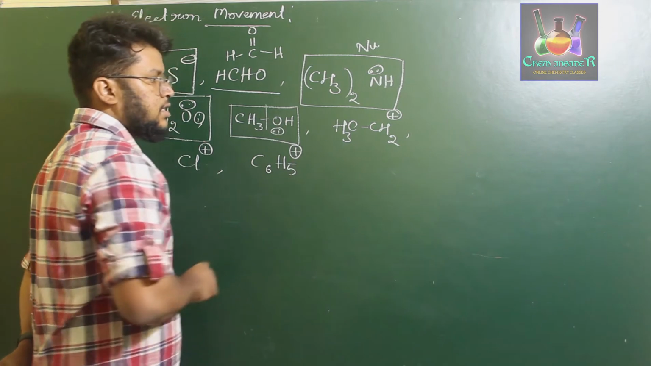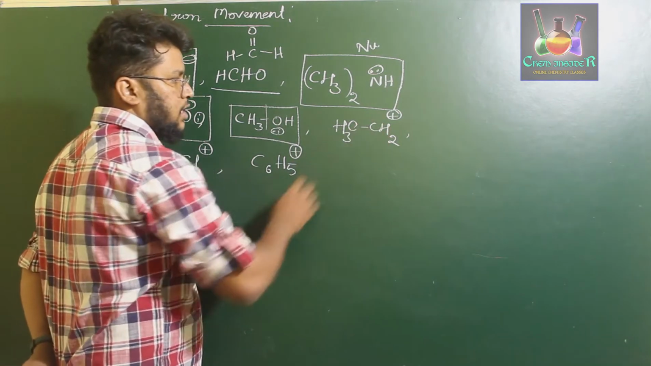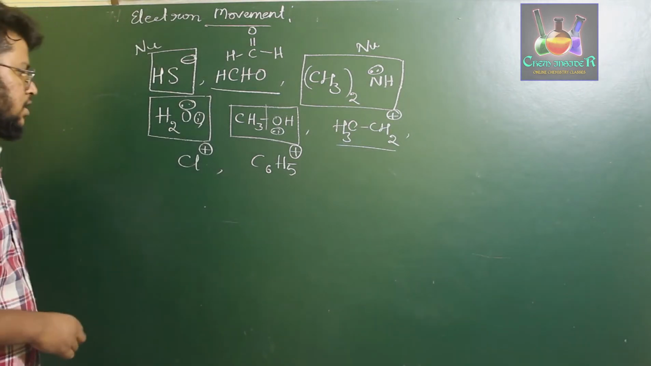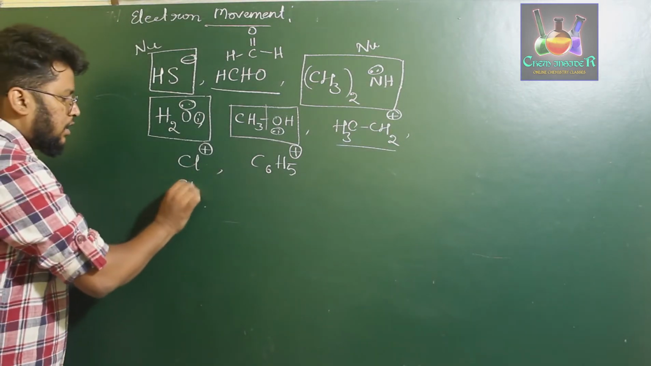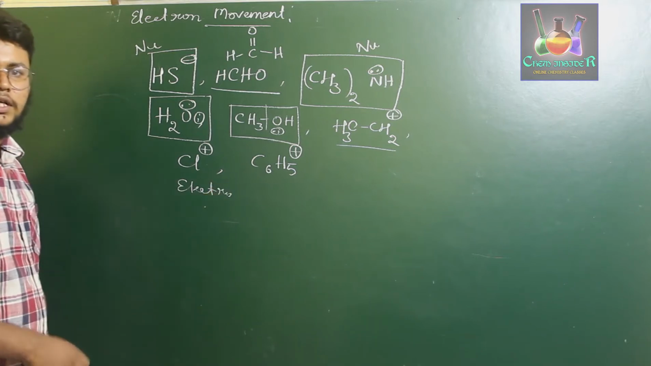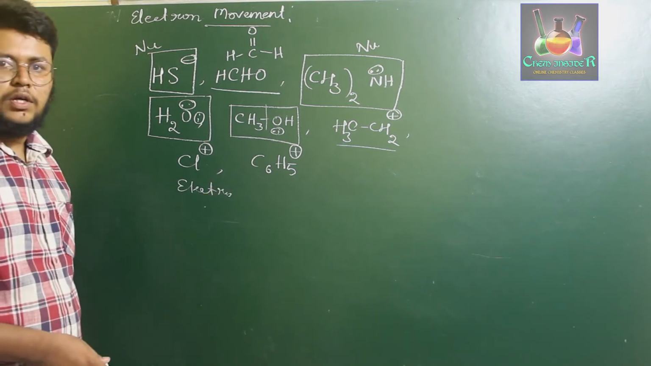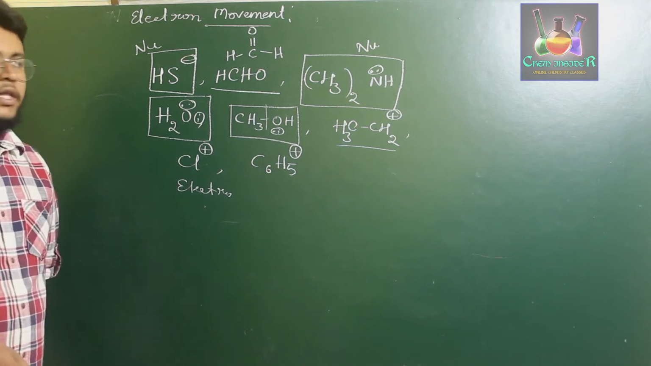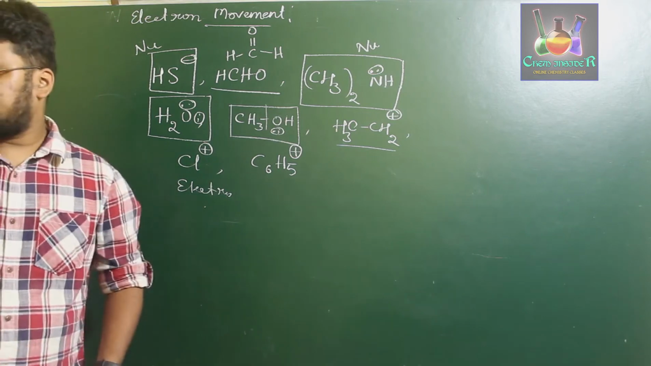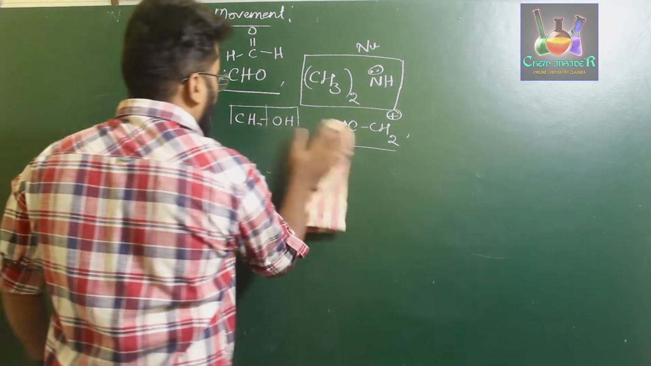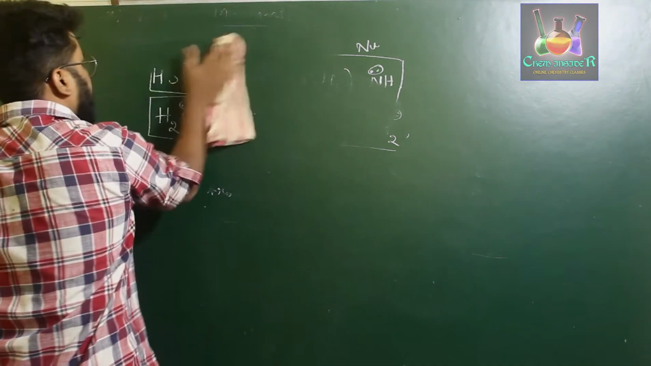Next is CH3CH2 plus. This is clearly an electrophile because carbon is carrying a positive charge. Cl plus is again an electrophile and C6H5 plus is again an electrophile. So this is all about the nucleophiles and electrophile examples. Next we'll discuss electron displacement effects.